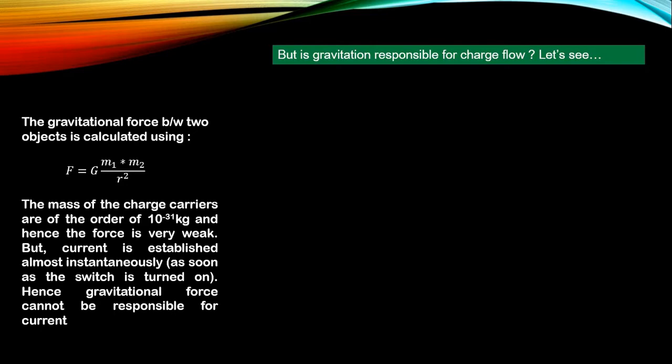If gravitation was the force responsible for the charge flow, since the force is very weak, the acceleration it produces is also very weak. Hence, charges will take a lot of time to travel from one point to another. An instantaneous connection cannot be established using gravitational force. Hence, we can conclude that gravitational force cannot be responsible for current.